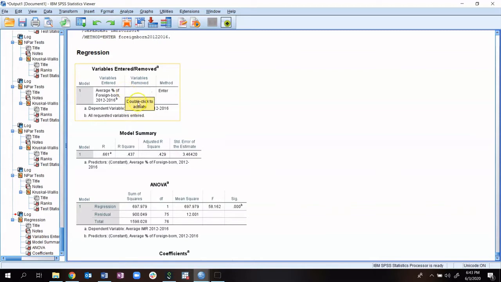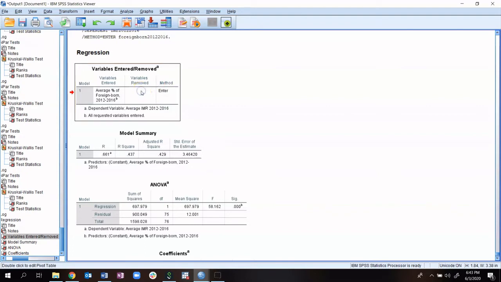We just want to make sure that the variables that we intended to enter are still in the model, and check to make sure that they didn't get bumped into the variables removed column. In the model summary, we are interested in the adjusted R-squared. That's telling us the proportion of variation in our dependent variable that is explained by the independent variables in our model.